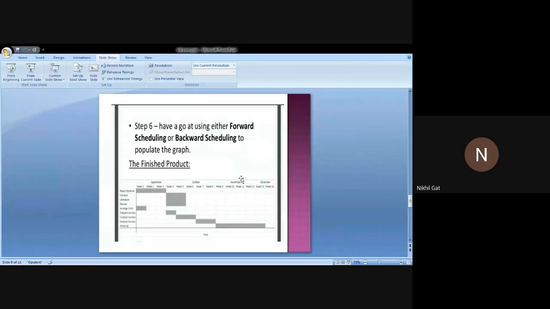The Gantt chart first shows read literature. It has a duration of 21 days, starting in the first week and ending in the third week. Second, conduct literature review, 14 days. It starts in the fourth week and ends in week 5. The others follow the same way, as we have seen.